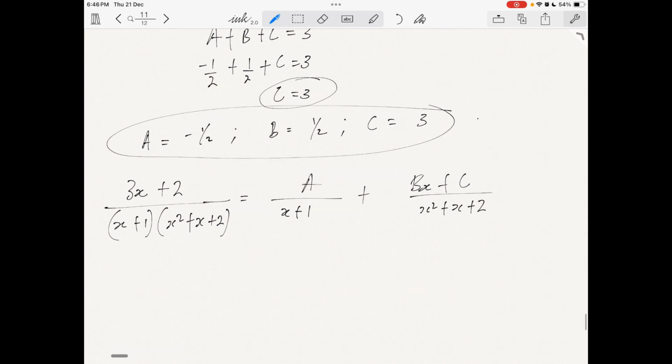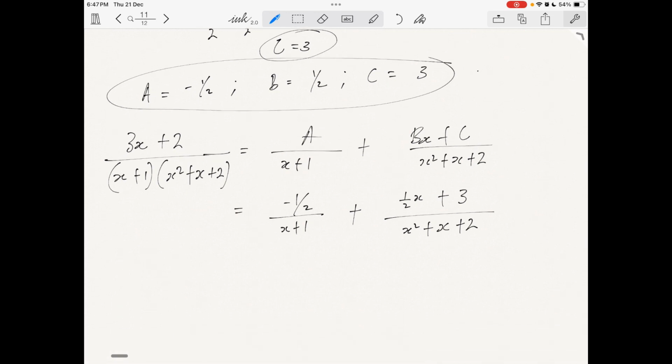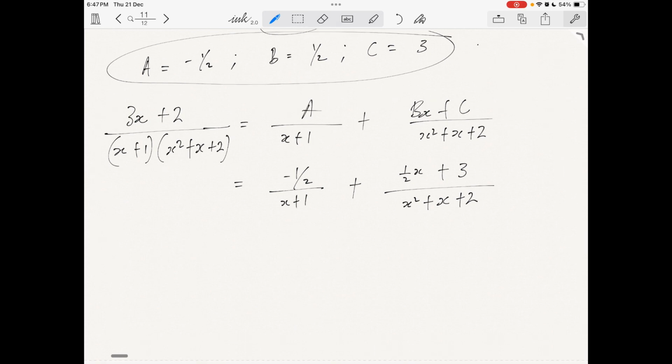Now I just substitute my values, right? So that's minus 1 over 2 divided by x plus 1 plus b, which is 1 over 2x plus 3 divided by x squared plus x plus 2. Interesting. So we can leave our answer like this, or we can simplify further. We can leave our answer like this, but it's essential to simplify further.